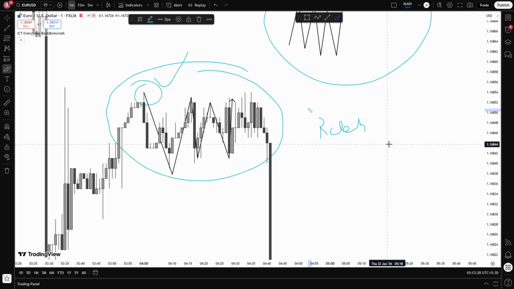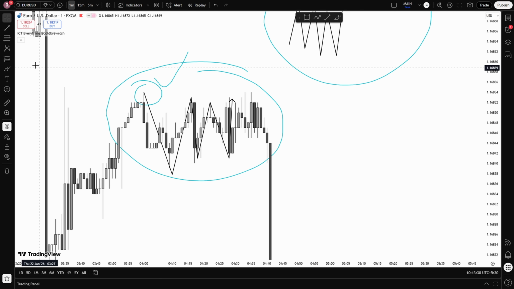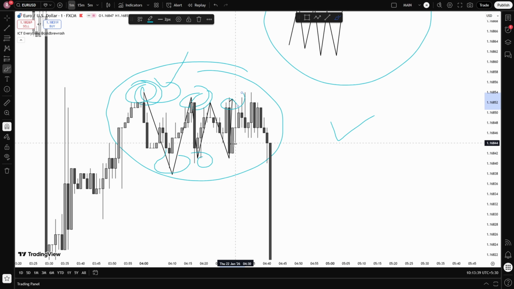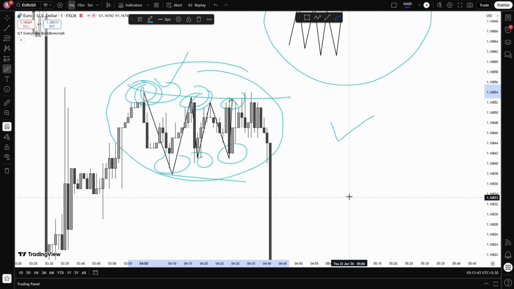In simple words, if there are only two swing highs or two swing lows close to each other, those are equal highs or equal lows. If there are multiple swing highs or multiple swing lows clustered together, and price keeps failing to take the first one, those become relative equal highs or relative equal lows.